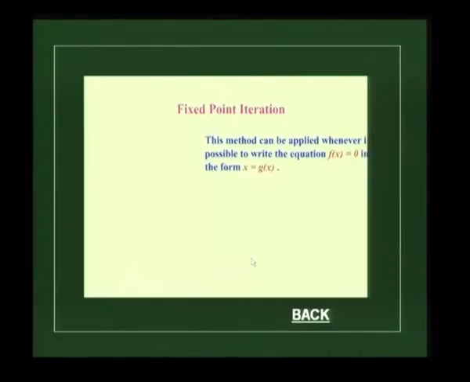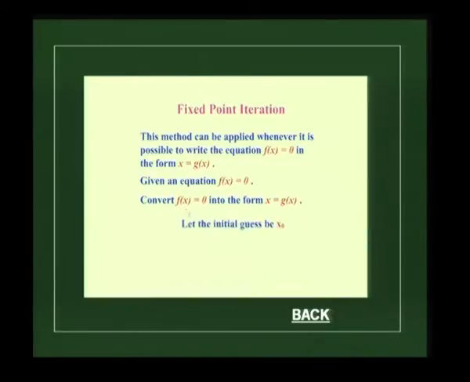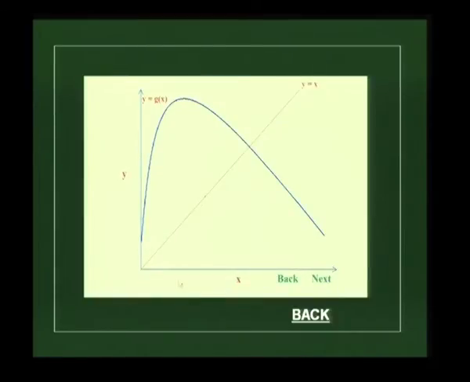Here is the fixed point iteration. We write f of x equal to 0 as x equal to g of x, and we start with some guess. We then write xi plus 1 as g of xi, and continue this. That's basically the graphical representation of this. So we have a function like this.